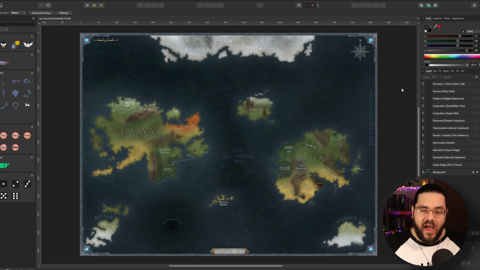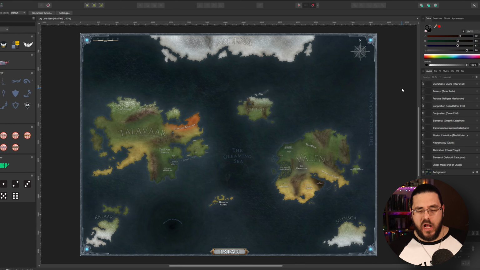So to show this off, I've loaded up a copy of my world in Affinity Designer, which is what I use to place all my ley lines, but anything where you can put lines on top of an image will do for this. And I've organized all of mine chronologically. So I'm just going to go through a couple of them and show you how I would place them.